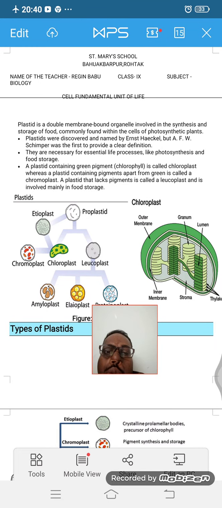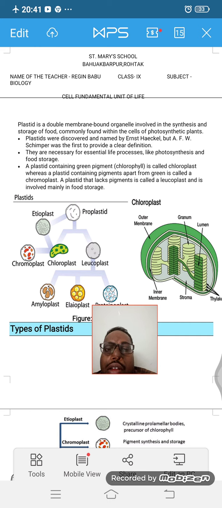We are moving to one of the important cell organelles, which is generally called plastids. Inside the plastids, we'll be discussing chloroplast in much detail. So why is it introduced? Because chloroplast is considered a plastid. And there will be a question: what do you mean by plastids?